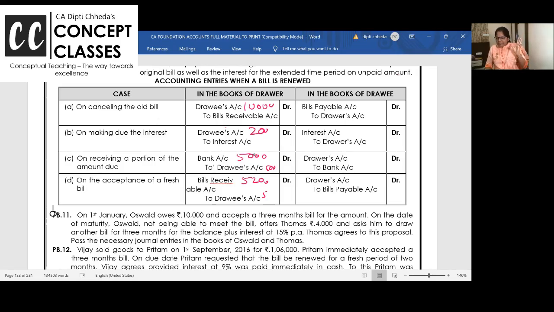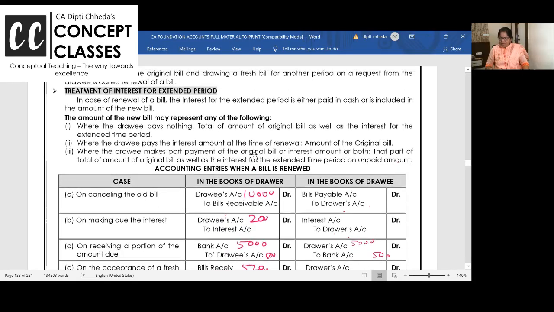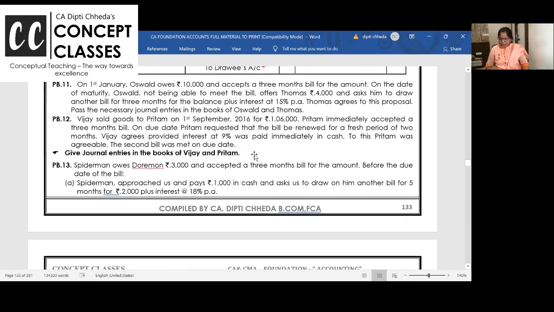Drawee to bills receivable is say 10,000. Cancel the bill. Now drawee to interest, 200 interest भी लगेगा. 5,000 you are giving. Then bills receivable to drawee 5,200. Same entry. Bills payable to drawer cancelled. 200 interest is expense for you. Interest to drawer. So you have to pay 10,200. 5,000 suppose you are paying to drawer by check. Remaining you can draw the bills payable. Is this clear to all of you?